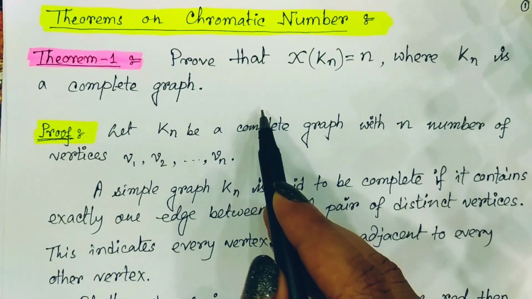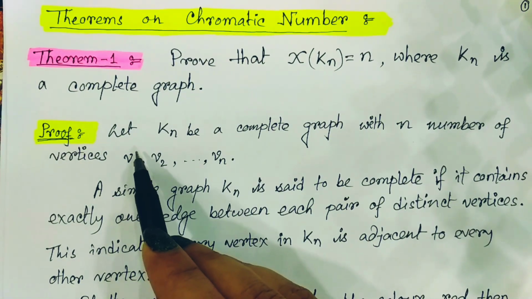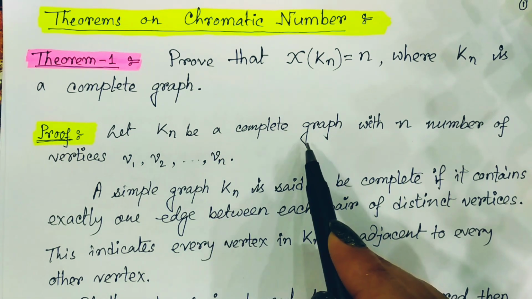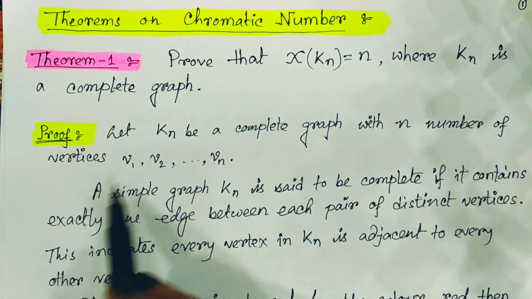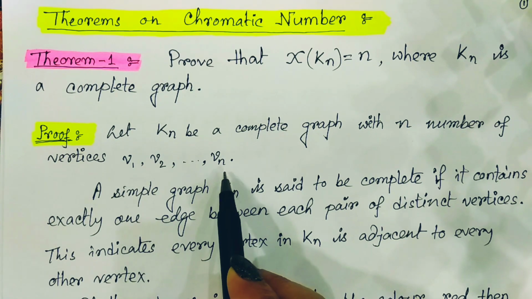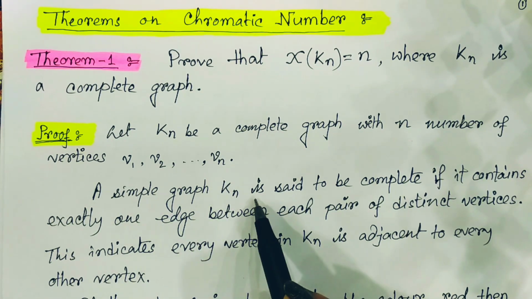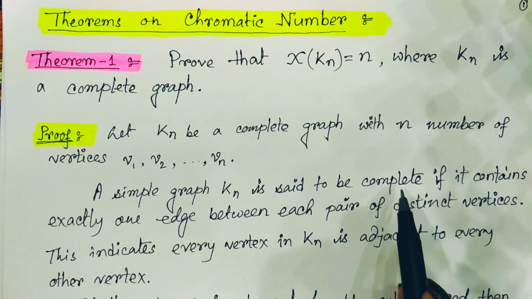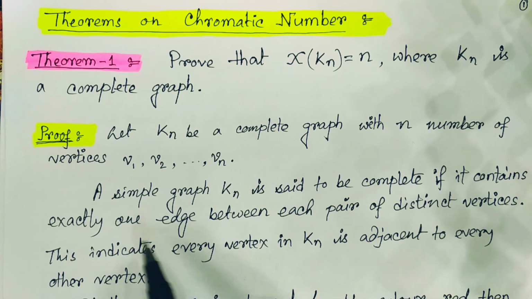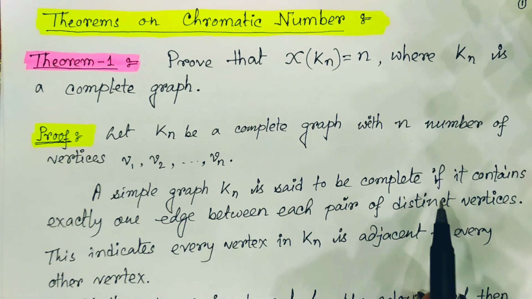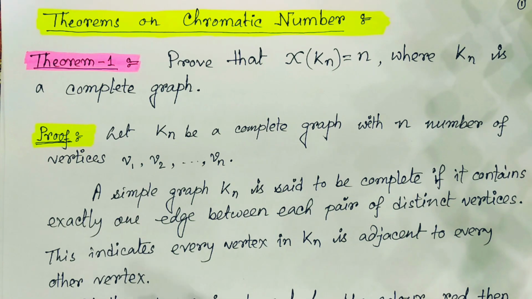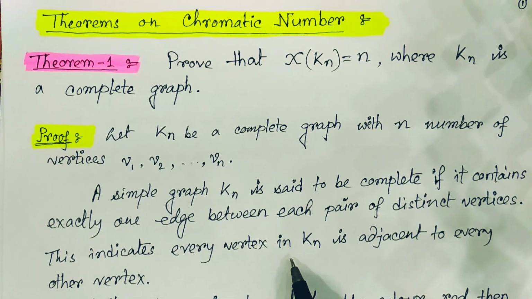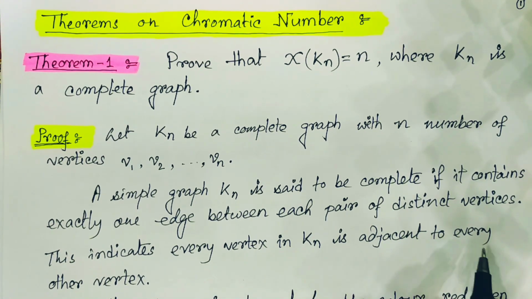For the proof, let Kn be a complete graph with n vertices v1, v2, ..., vn. A simple graph Kn is said to be complete if it contains exactly one edge between each pair of distinct vertices. This indicates every vertex in Kn is adjacent to every other vertex.